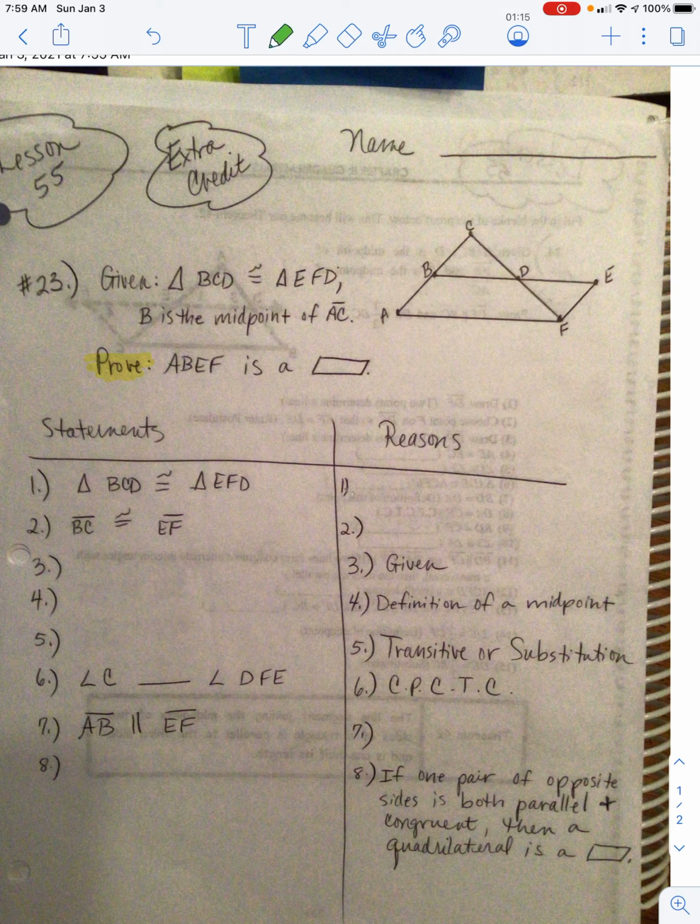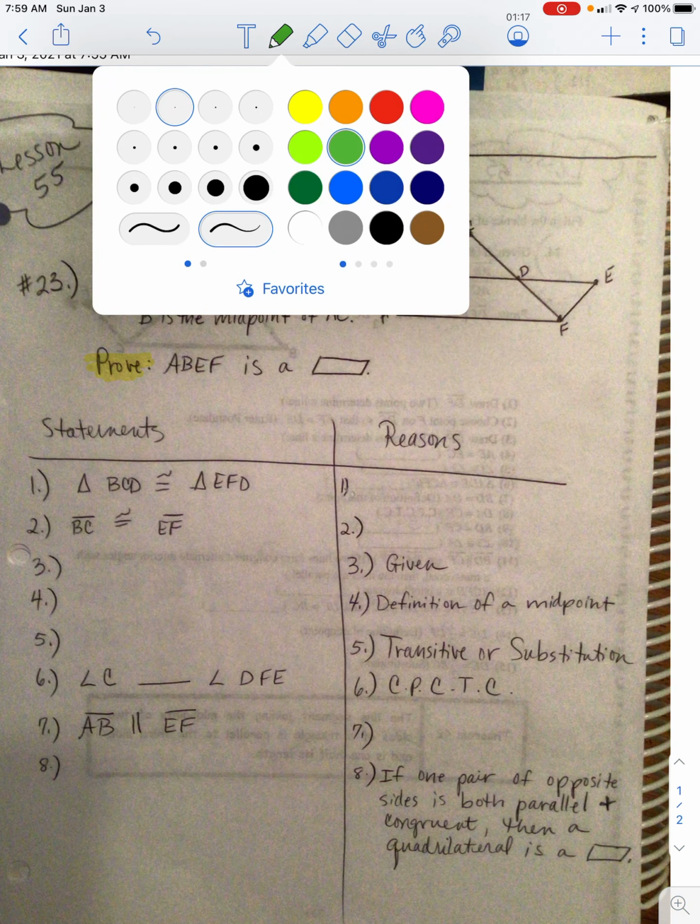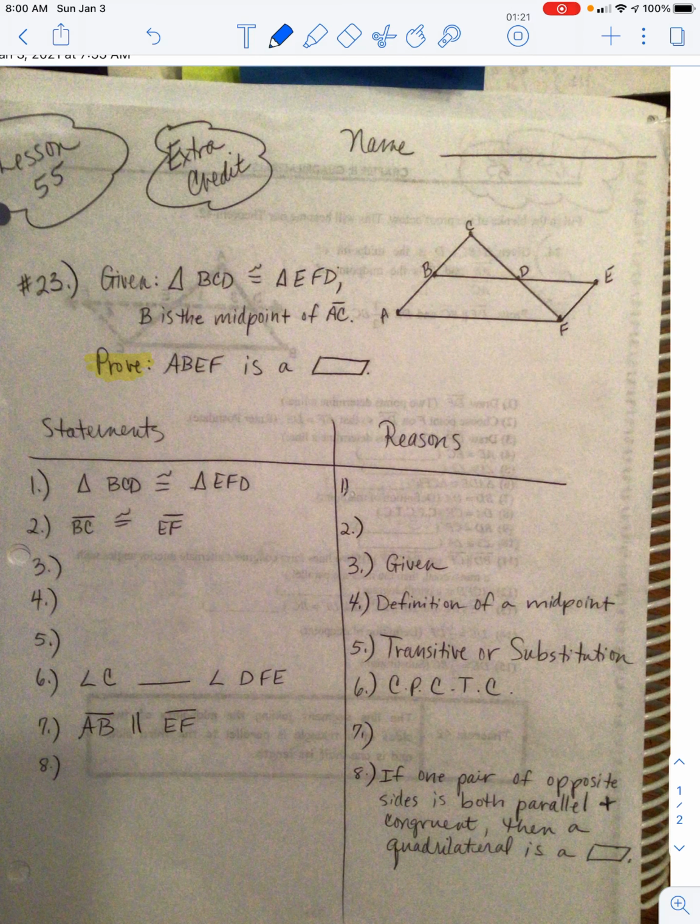Get rid of all this stuff. And let me grab a different color here. We'll grab blue. The first thing that we have here with this partially filled out formal proof is that triangle BCD, and I'm going to go ahead and highlight that, BCD right here and EFD right here, are congruent. Those two triangles are congruent. That is given information, so we can simply fill in the word given for step number 1.